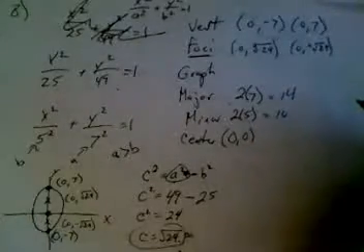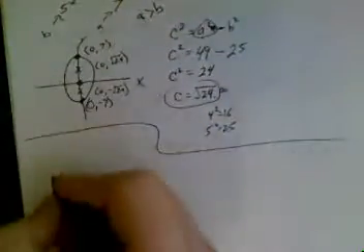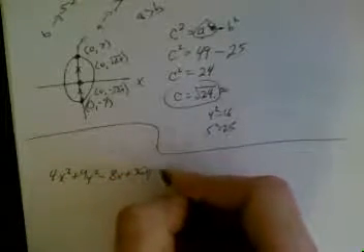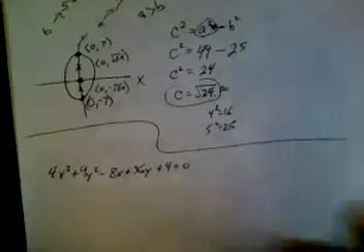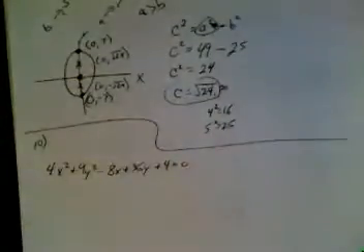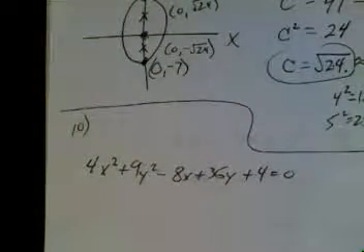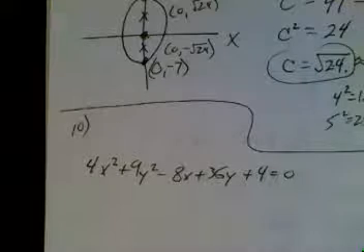What if I was looking at an ellipse not centered at the origin? The equation of that would look something like this: 4x squared plus 9y squared minus 8x plus 36y plus 4 equals 0. And you're thinking, Mr. Eckerd, no, that's not the equation of an ellipse. I don't see the x minus something divided by something squared and the y minus something divided by something squared, and it all equals 1.